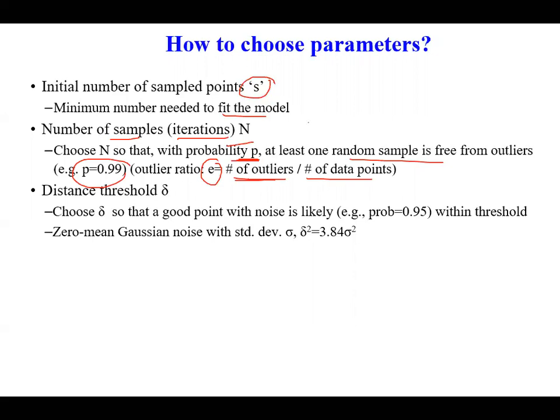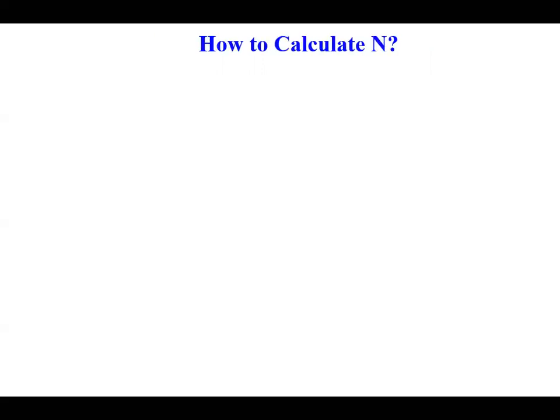And then I will define the distance threshold, let's say delta, and I will choose delta so that approximately with higher probability, I will get a decent amount of inliers within my particular threshold, assuming that I have Gaussian noise with standard deviation sigma. It turns out with some empirical calculation that you can get a probability of 0.95 when you choose delta squared equal to 3.84 sigma squared. But now we need to calculate N. How many iterations or samples do I need to do in order to get the correct solution?